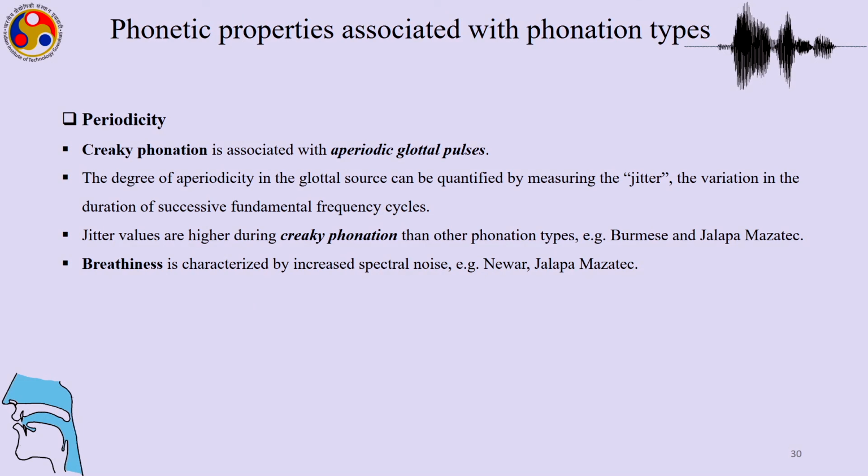So, as we had already mentioned, creaky phonation is associated with aperiodic glottal pulses, and the degree of aperiodicity in the glottal source is quantified by measuring jitter. This is a variation in the duration of successive fundamental frequency cycles. And jitter values are higher during creaky phonation than other phonation types, and breathiness is characterized by increased spectral noise.